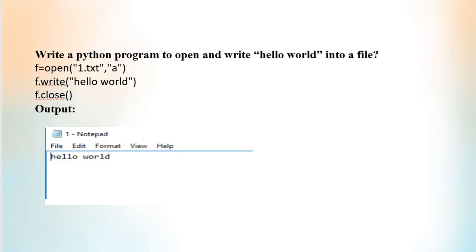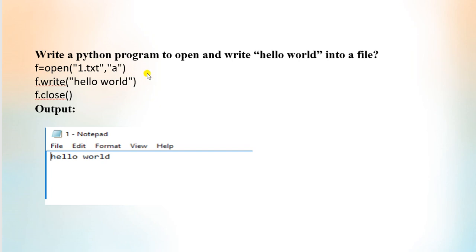Then look at this slide. If you want to write content into the file, we can use the write function. Here in the second line we have the write function with the file pointer, f dot write of hello world. So this text, hello world, is written into the opened file, that is 1.txt. We have to open a file before the write function. So f is equal to open of 1.txt, and the mode is a for append mode.